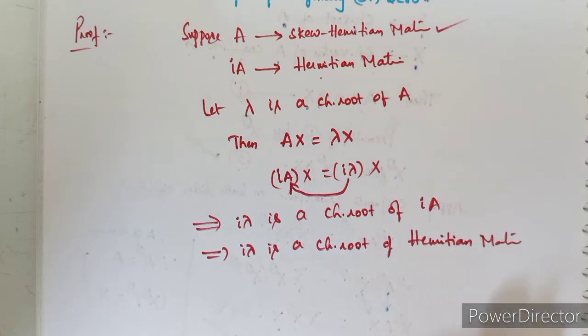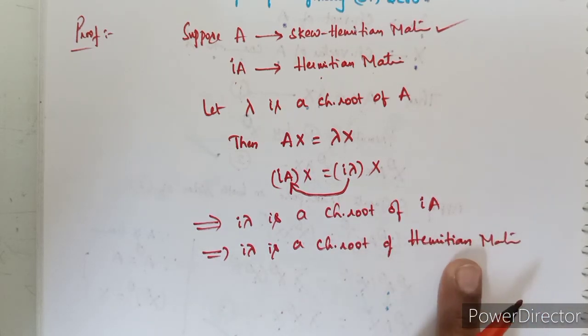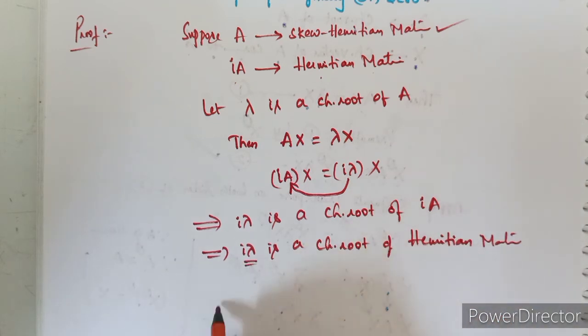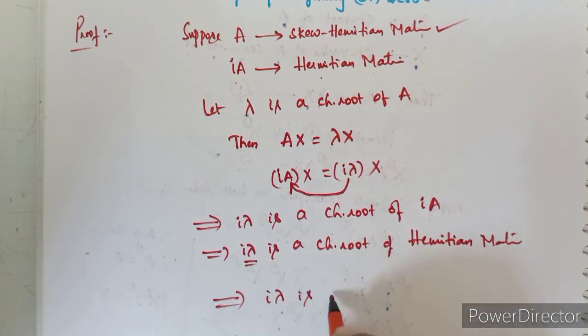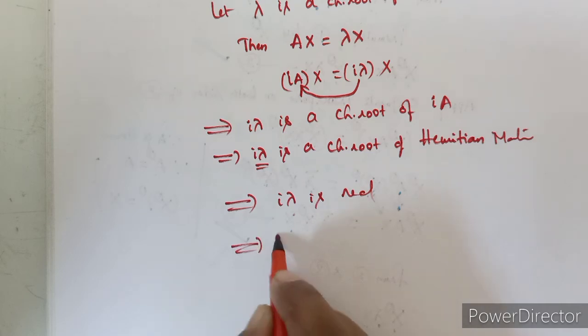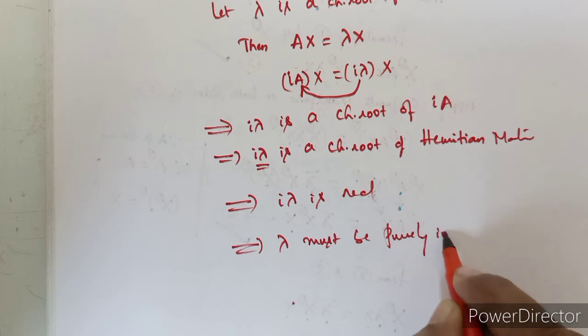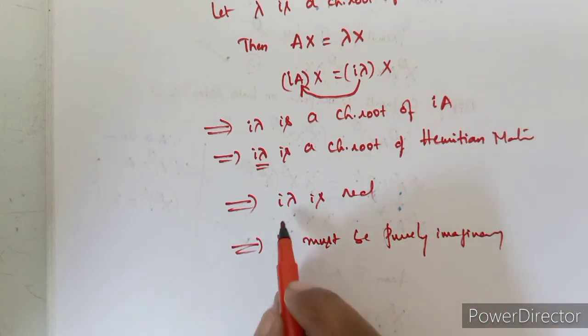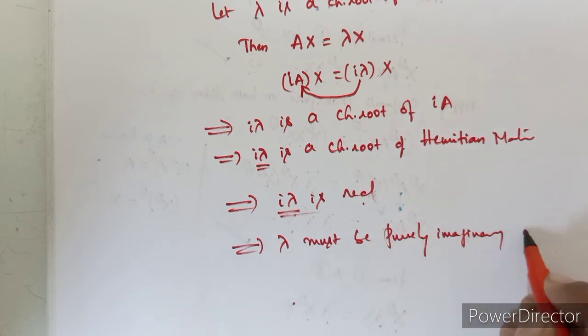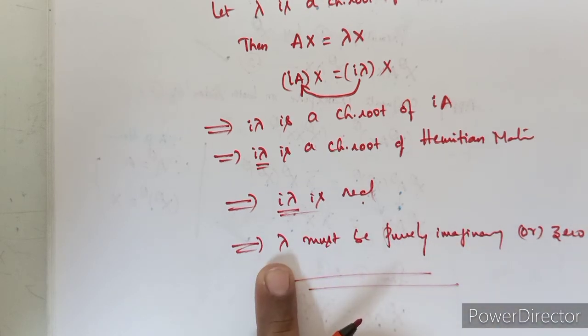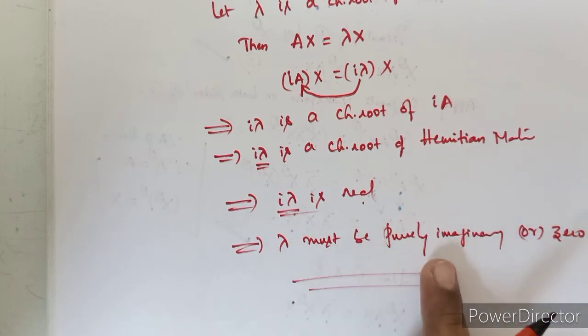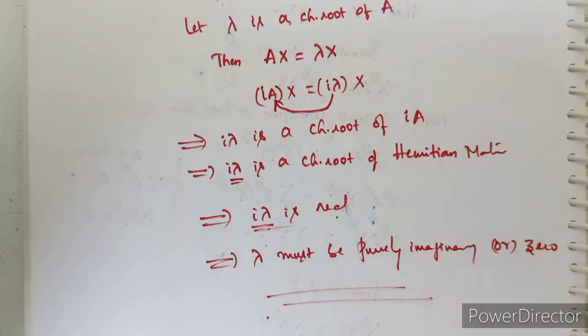Just now we have proved in theorem number 1, the characteristic roots of Hermitian matrix are real. That means this is real. I lambda is real. In order to get I lambda real, lambda must be purely imaginary. So to get I lambda real, lambda must be purely imaginary or 0. That is why the characteristic roots of a skew Hermitian matrix are purely imaginary or 0. These two are very important bits in competitive exams.